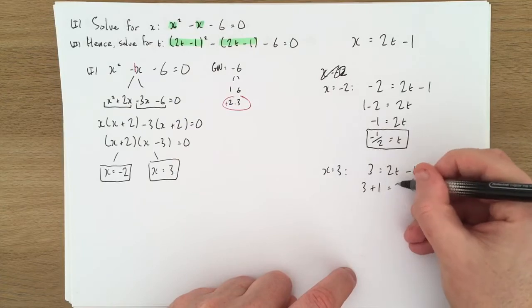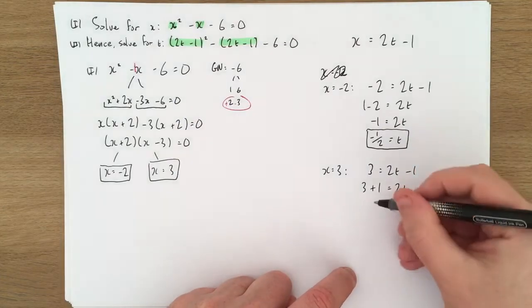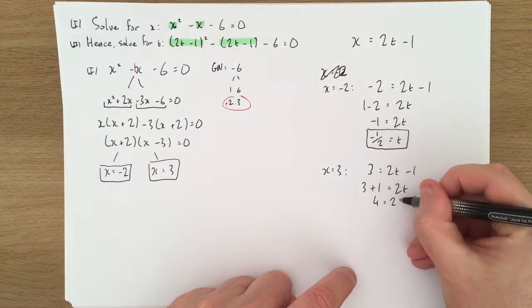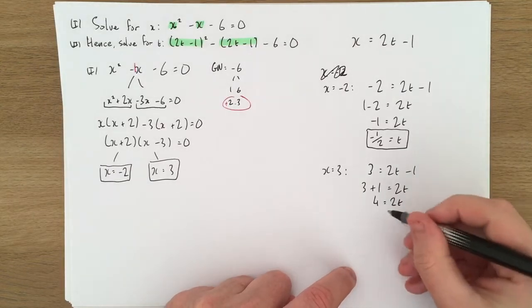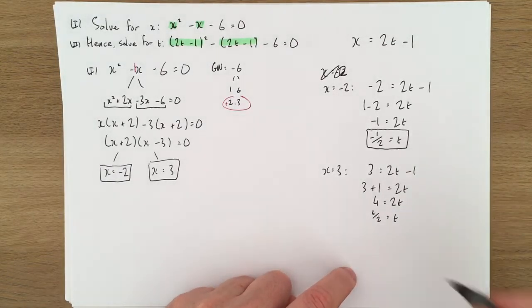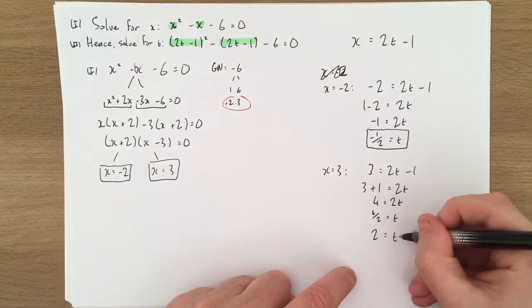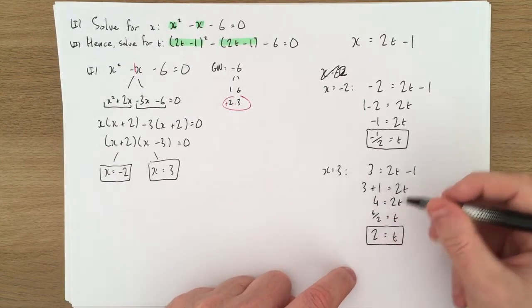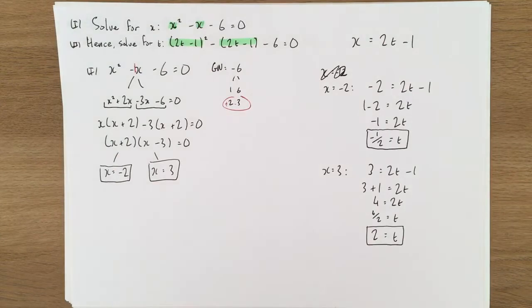3 plus 1 is equal to 2t. 3 plus 1 is 4, is equal to 2t. And then divide both sides by 2. So 4 divided by 2 is equal to t. So 2 is equal to t. So there's my two solutions for t for part 2.